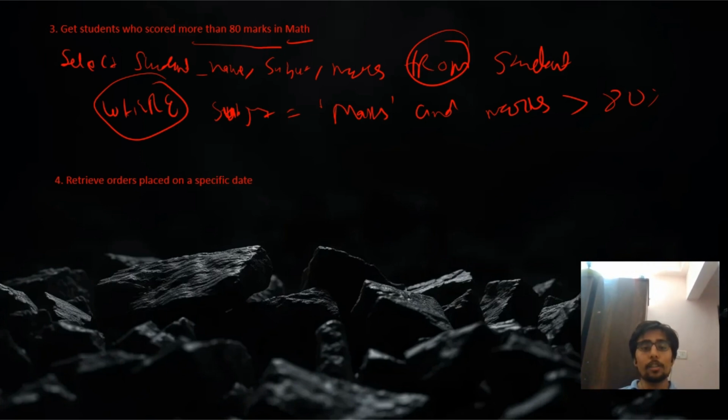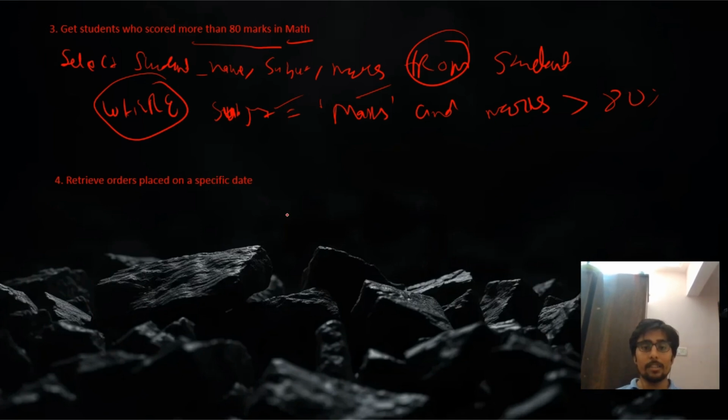So it will give all the students' records like name, subject, marks. As you can see, I've given the column names right here. So it will give the column names along with the data of the people who have scored more than 80 marks, and subject is maths. So this is all about the query, and the final query we'll be solving is retrieving the orders placed on a specific date. For example, some particular date, let's say today, if an order is placed and we want to fetch the data.